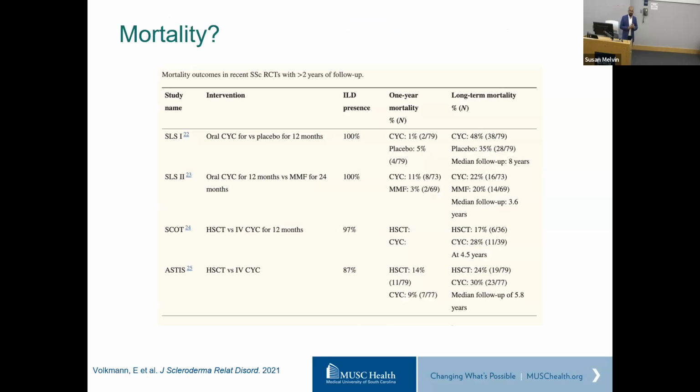Mortality, if you look at how these drugs have changed the outcome, with regards to immunosuppressants, you are actually seeing significant differences in mortality. Again, cyclophosphamide has a lot of adverse effects, and you're seeing an increased mortality with that, which is why we are now looking at MMF, which is at 20% as compared to cyclophosphamide at 22%. There are also selection biases that go into this.